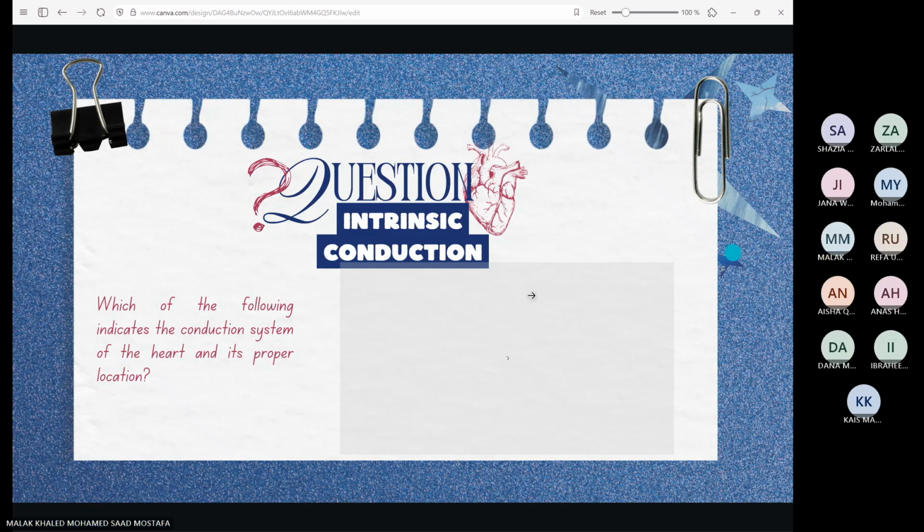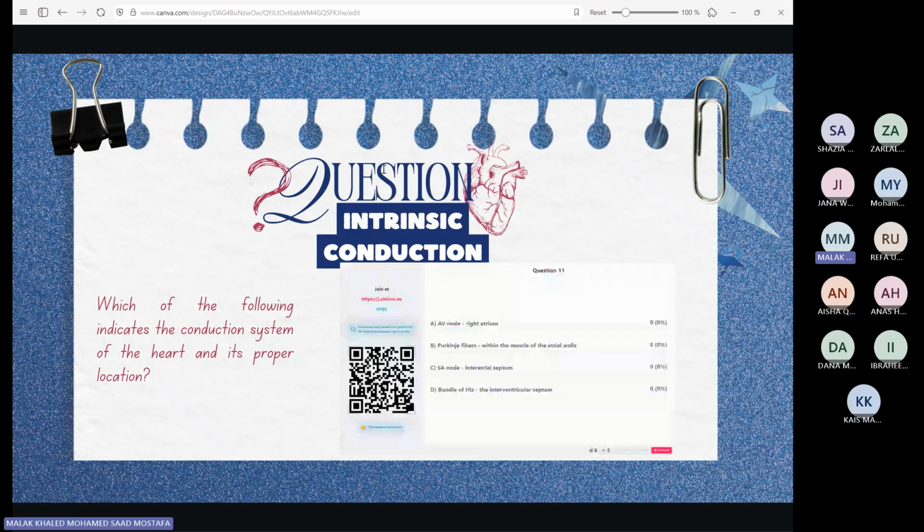Now, another question. Which of the following indicates the conduction system of the heart and its proper location? So we have AV node in the right atrium, Purkinje fiber within the muscle of the atrial walls, SA node in the interatrial septum, or bundle of His in the interventricular septum. Okay, that one is straightforward. AV node is not in the right atrium. We'll see later where it is. The Purkinje fibers are in the ventricle walls, not the atria. I already said that. And the SA node, again, we'll see where it is. So they're actually flipped, the SA node and the AV node.